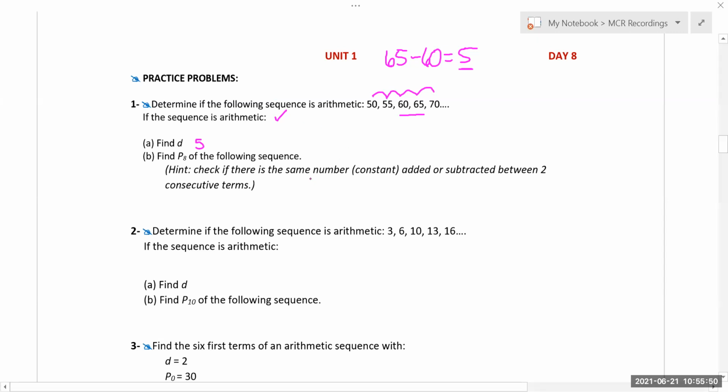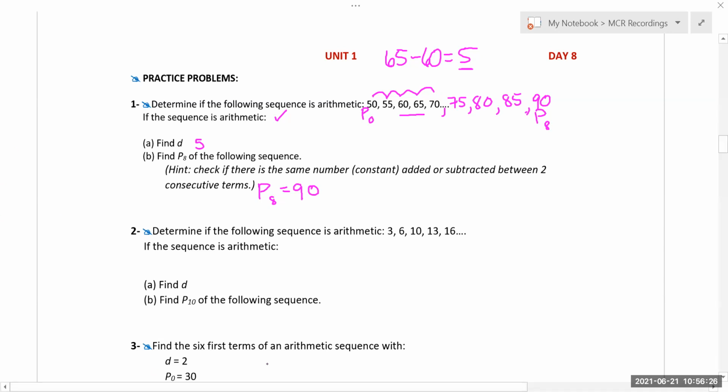So for P8, we're going to go ahead and put all these together. So 0, 1, 2, 3, 4, 5, 6, 7, 8. So this was P0, P1, 2, 3, 4, 5, 6, 7, 8. So P8 is 90, and I get that by adding 5 every single time. And 90 is also the 9th term. P8 means it's 8 iterations.